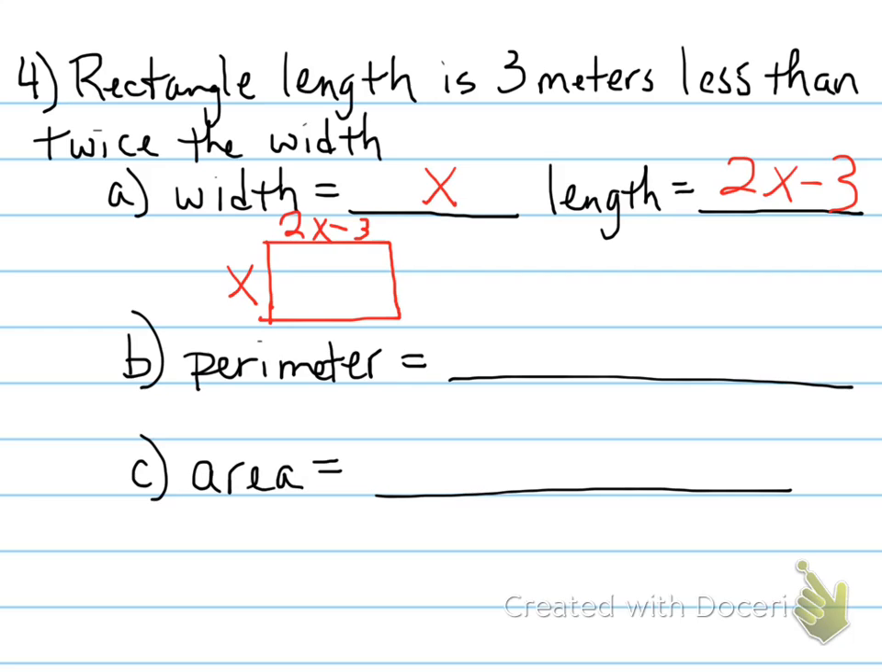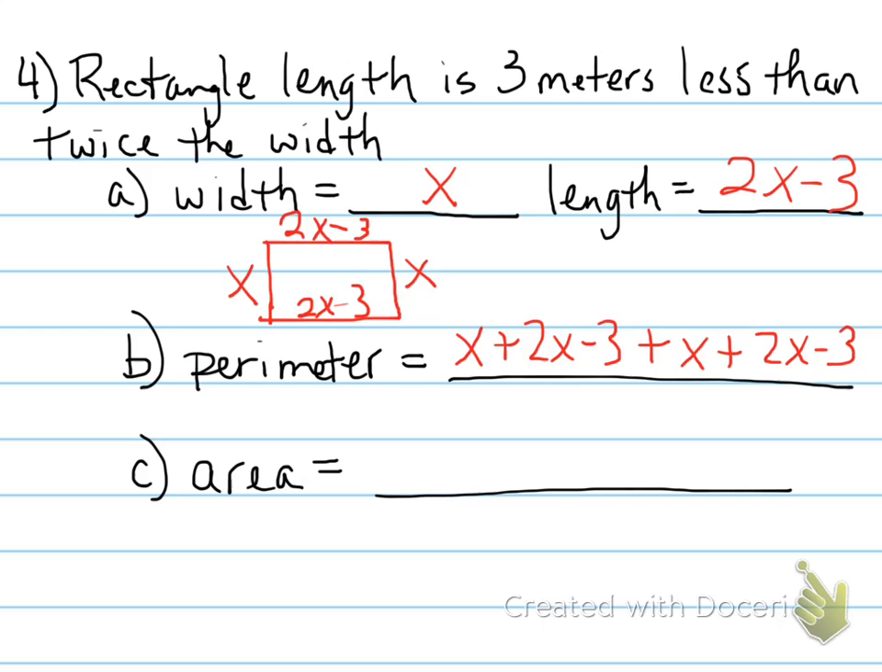Find a perimeter of any geometric shape by adding up all the sides, the lengths of all the sides. Well, these represent the lengths, so this one has got to be a length of x. This one is also 2x minus 3. Opposite sides are congruent in a rectangle. So the perimeter would be the sum of those 4 sides. So I'm just going to write that. x plus 2x minus 3. There's one side, plus my second side, plus my third side, plus my fourth side.